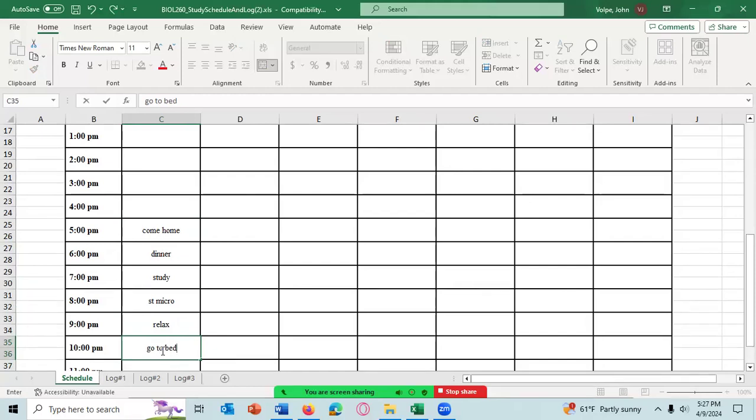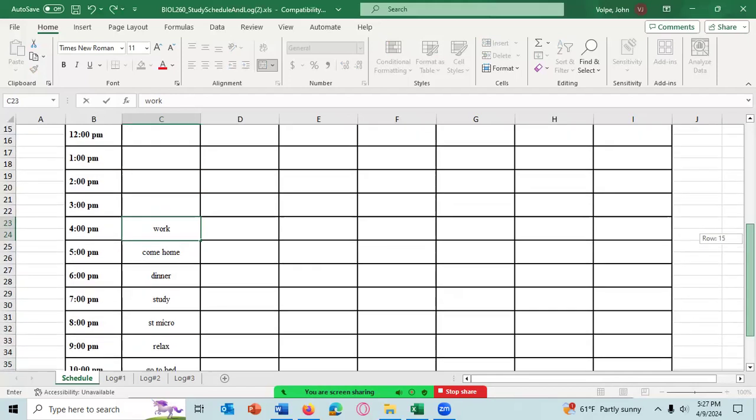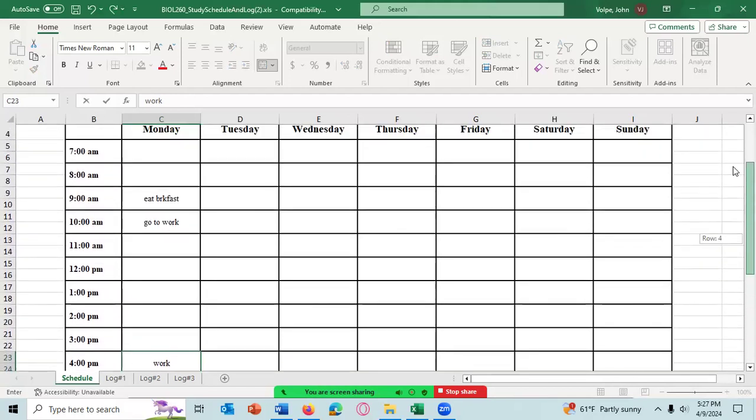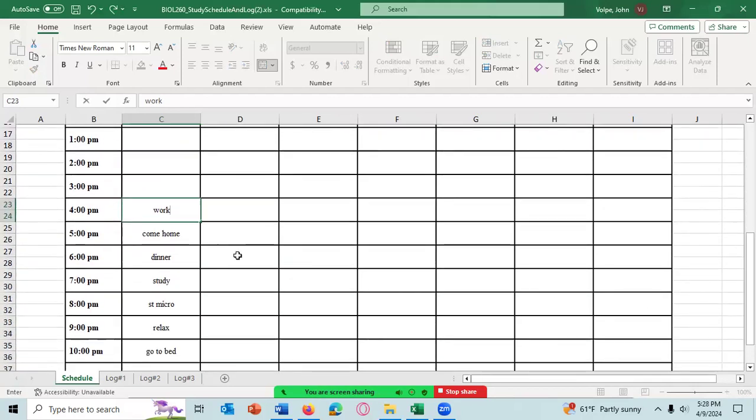So everything should be filled in. This will be work. We'll just say work. So almost everything should be filled in on the daily schedule. You'll get 3 points for turning that in. And if you don't want to say something specific, you can just say something general, like instead of relax here, we're going to say spend time with family. You just say family time.